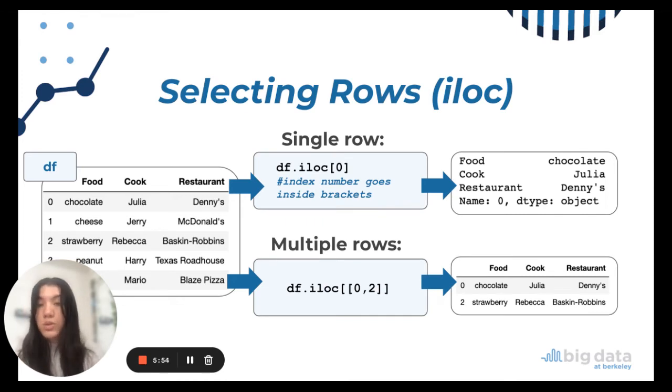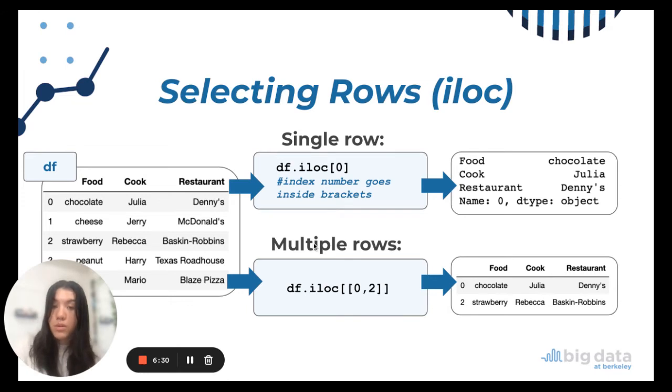We can select rows as well, and not just columns. We can select a single row or multiple rows using the iloc function. The iloc function takes in an index number, locates that index, and returns the row at that index. To select a single row, we use df.iloc. In this case, our row number is 0. So df.iloc[0] returns the 0th row, which is chocolate, Julia, and Denny's. And that's what it returns here on the right.